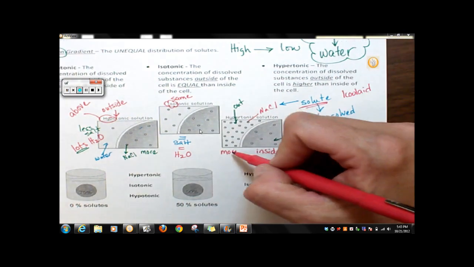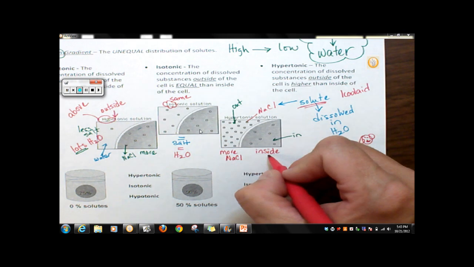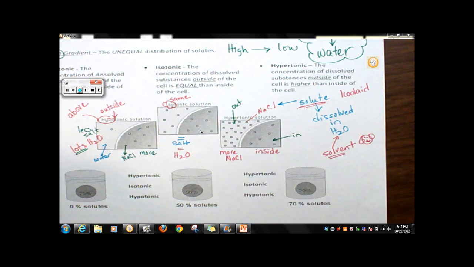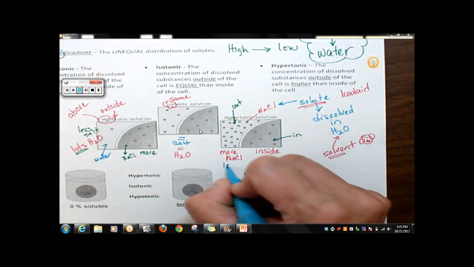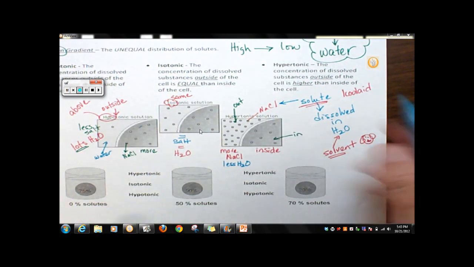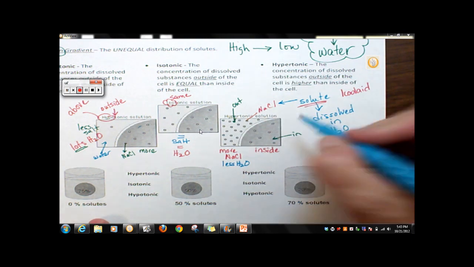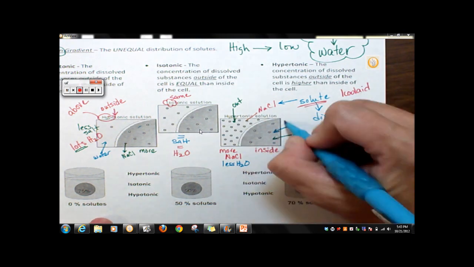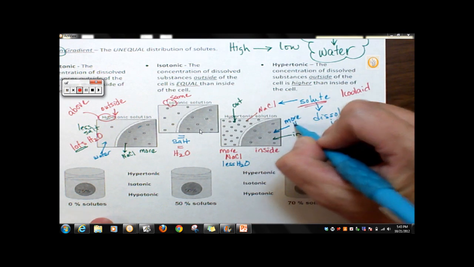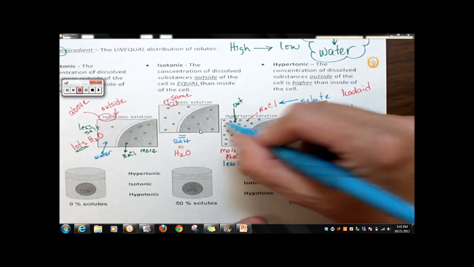Now over here, remember you said there was more salt on the outside than on the inside. So if there's more salt, then there's probably less water. I probably should have color coded this a little better for you. So if there's less water here, where is the more water? There's going to be more water inside. So because water is going to be the guy that usually moves, it's going to move outside.